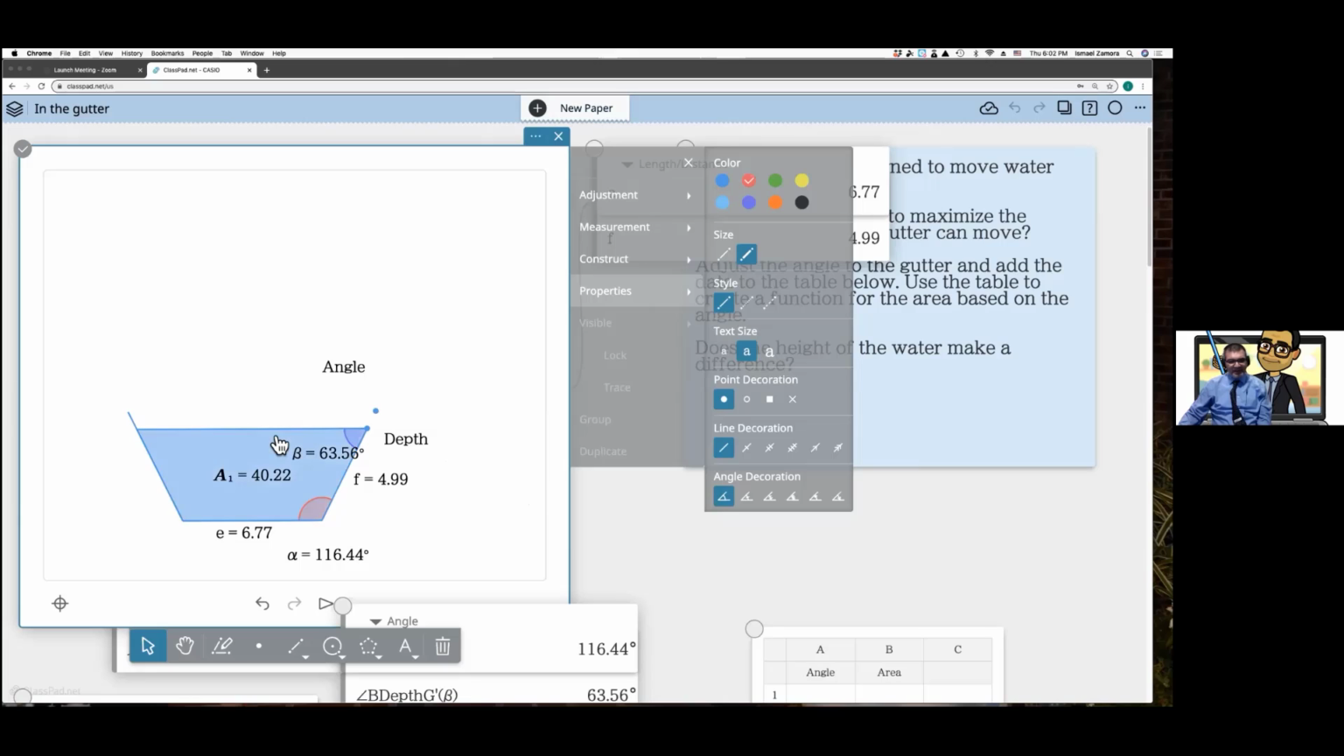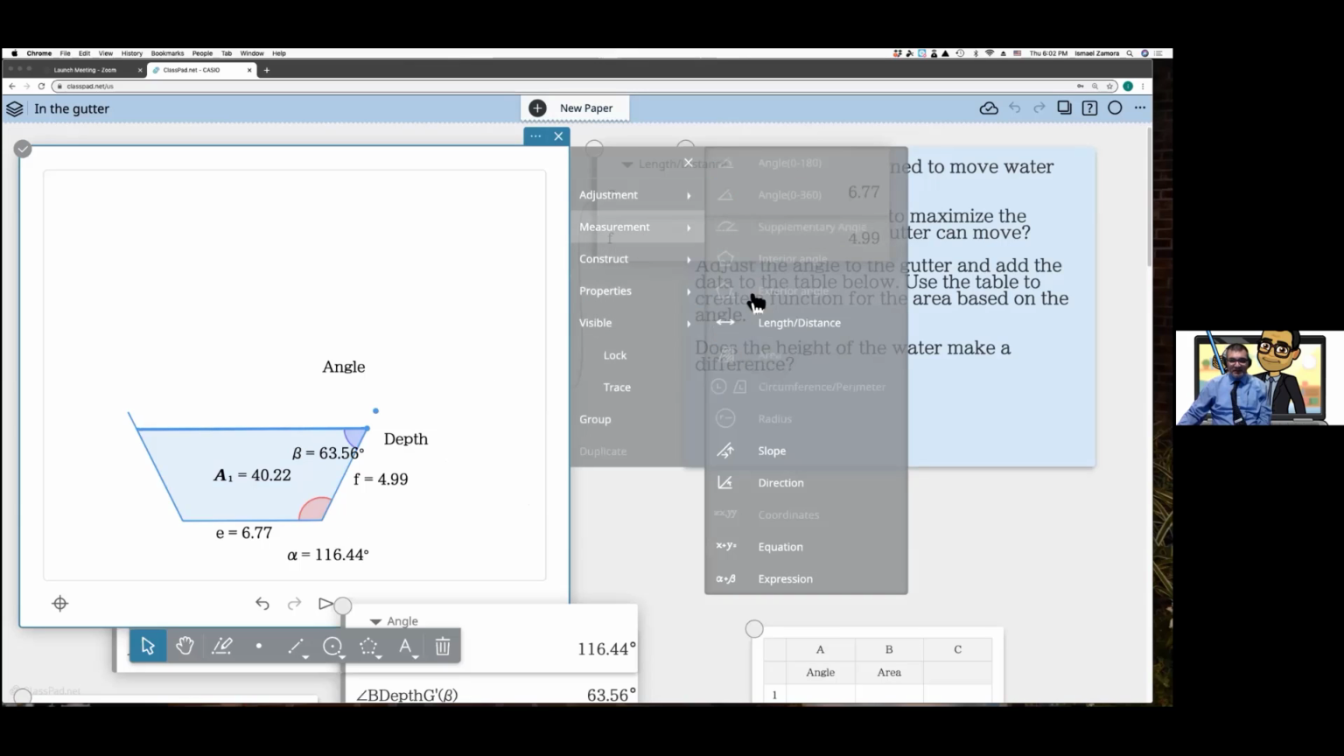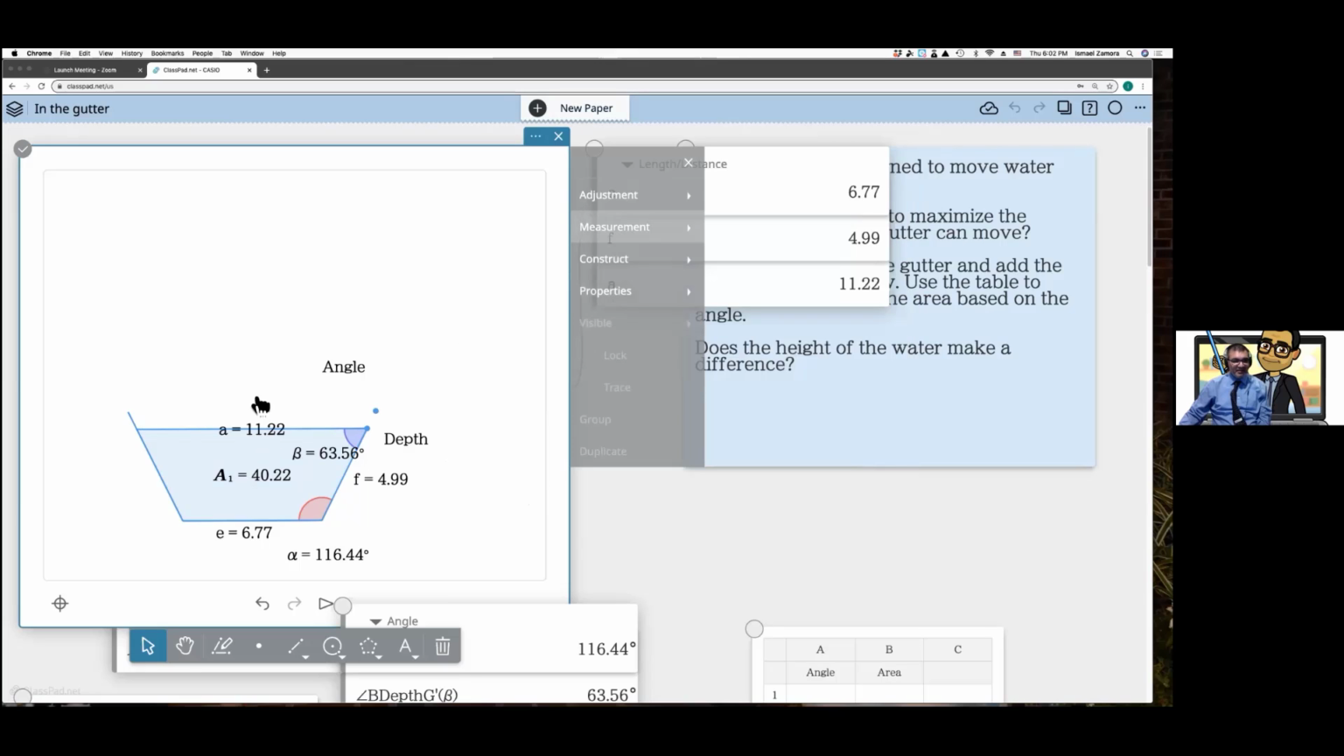Students in geometry, I would give them parts of this, or I would take parts away and say, okay, you can only measure two things. Measure any two things you want. You have to find the remaining given the information you've got. So they could measure one more thing. So I'm going to measure the top, and that looks like a trapezoid to me. So hopefully they're looking at it and going, that's a trapezoid that has a top of 11.22 and the bottom is 6.77.